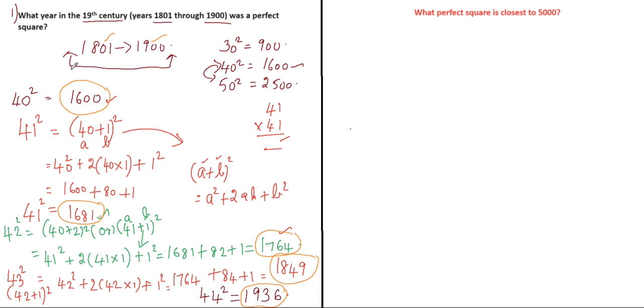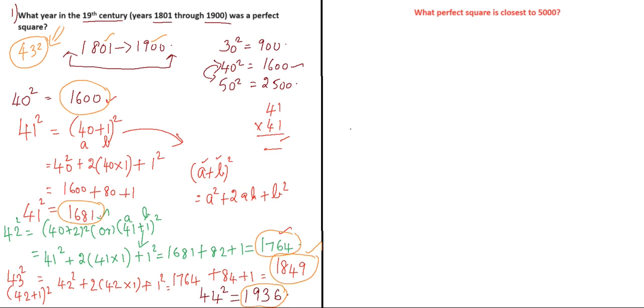So the range 1801 till 1900 obviously contains the 1849 value only. Other values are either less or higher. So the answer to this question is 43 square. Okay, that is the answer to this question. So this is how we need to approach the problem.